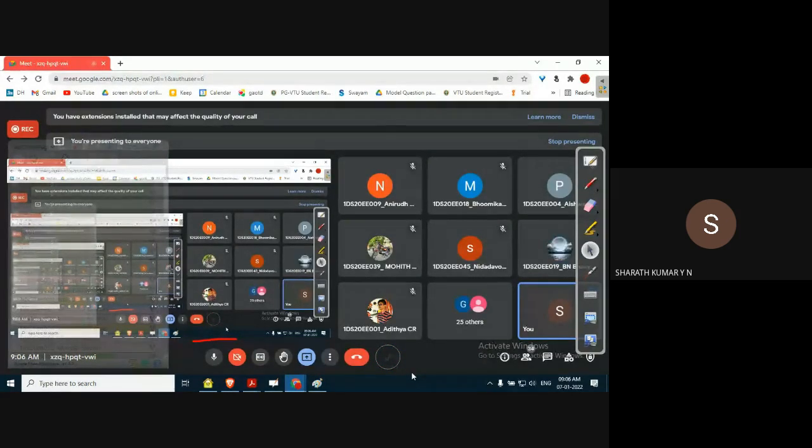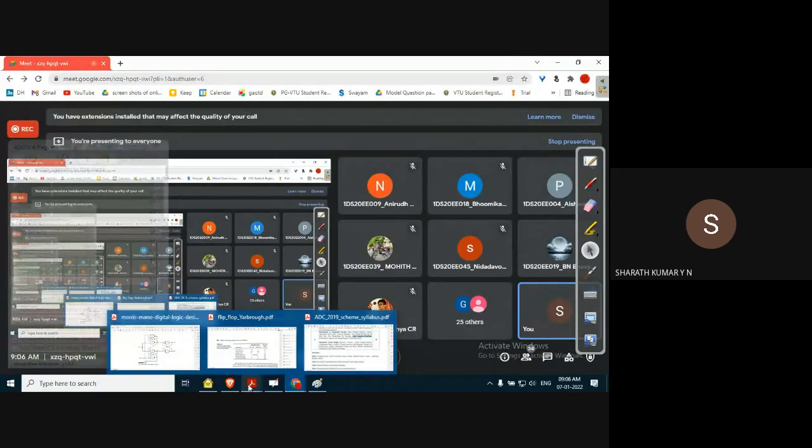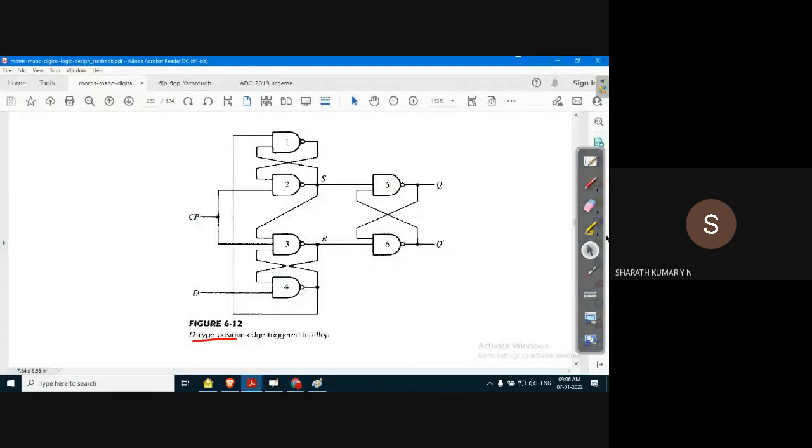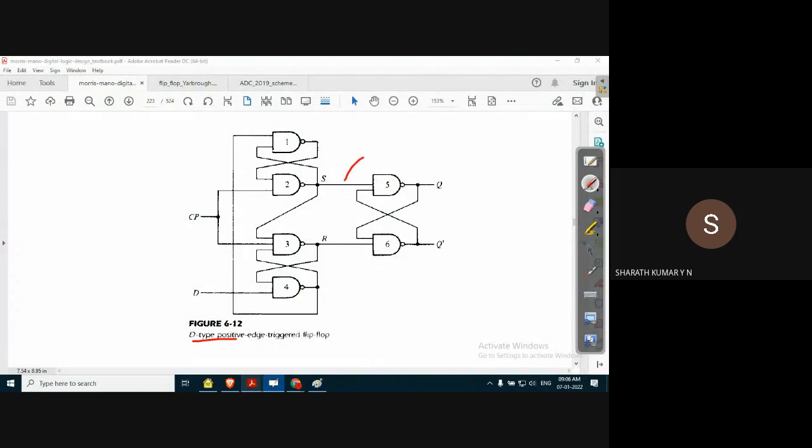What we notice is that this is the basic structure of what is known as a flip flop. It's not a flip flop actually; it is a latch. Basically, it's an SR latch. As we saw last class, it has inputs called S and R. It is an SR latch.